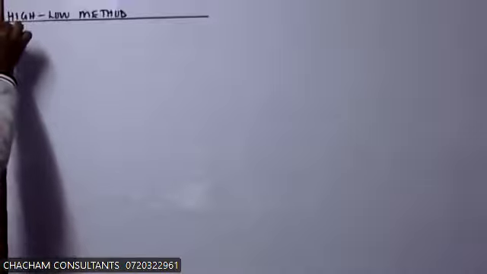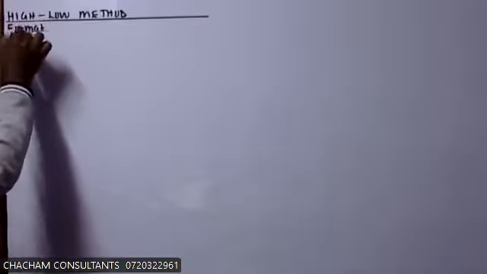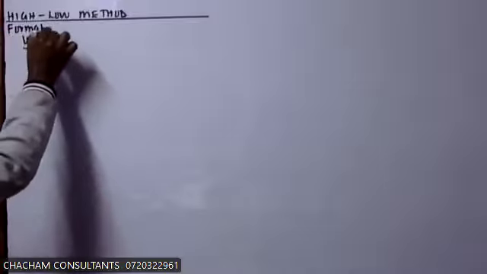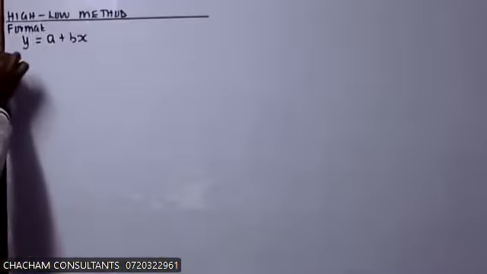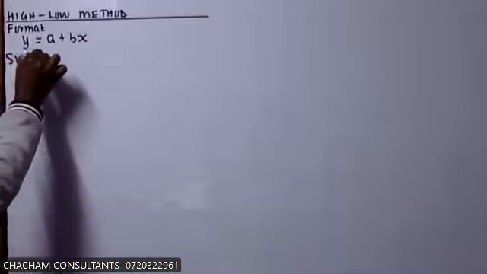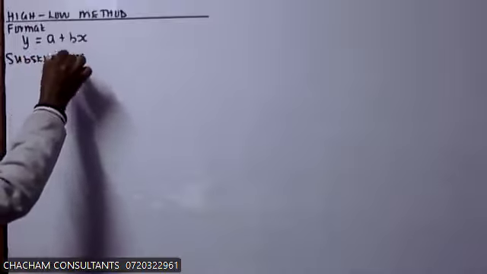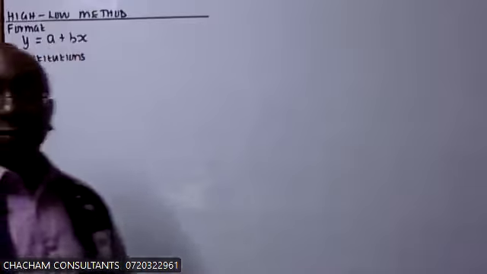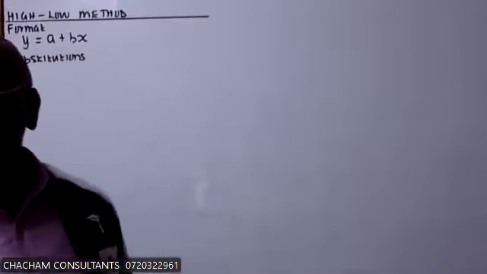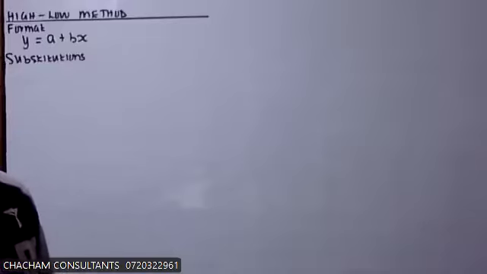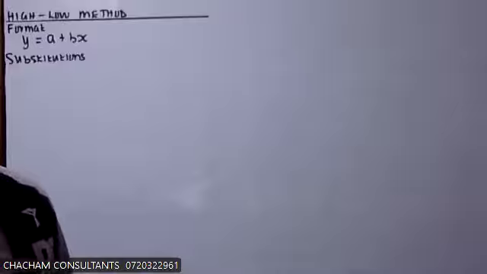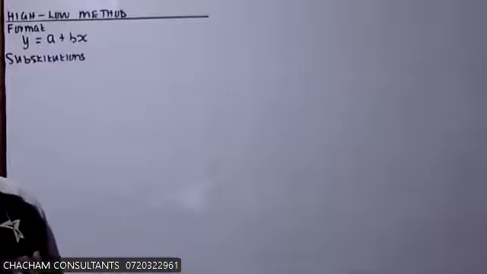Now, using the high-low method, we start with the format. The format, you know, is y = a + bx. Then we substitute. What you do, you go to the units, you pick the highest. The highest of them is which one?